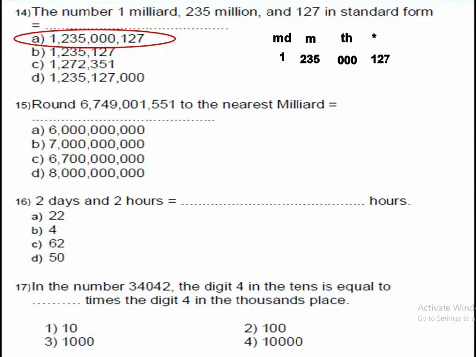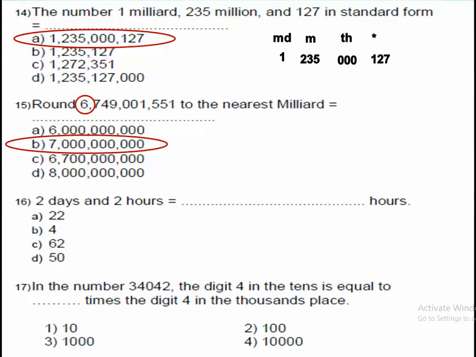Round 6,749,001,551 to the nearest milliard. We know that here we have 6 as milliard. Okay, the next digit, 5 or greater than 5, will increase 6 to be 7. Yes, here we have 7, so 6 will be 7. It will be 7 milliard.